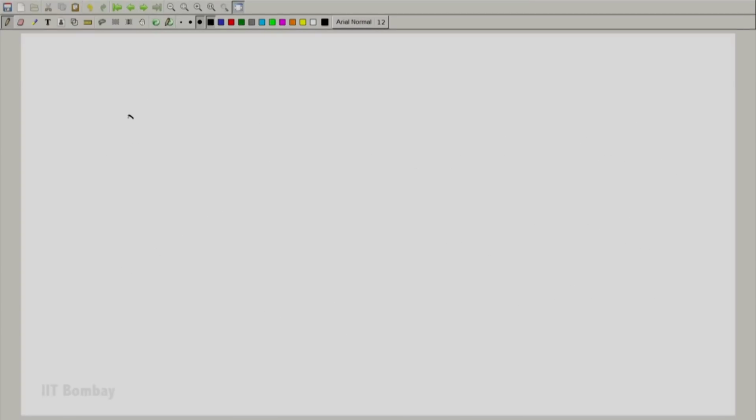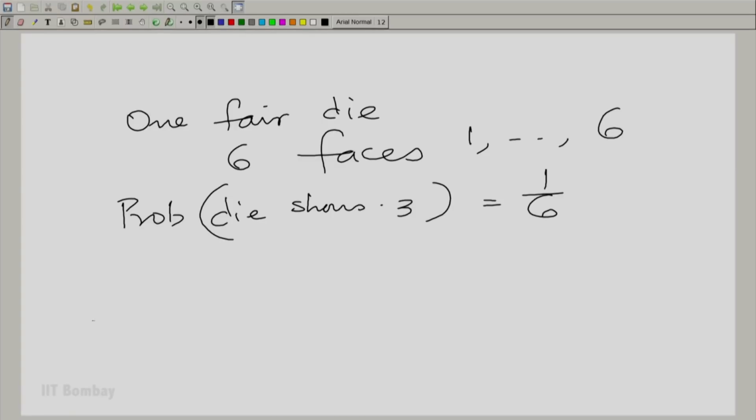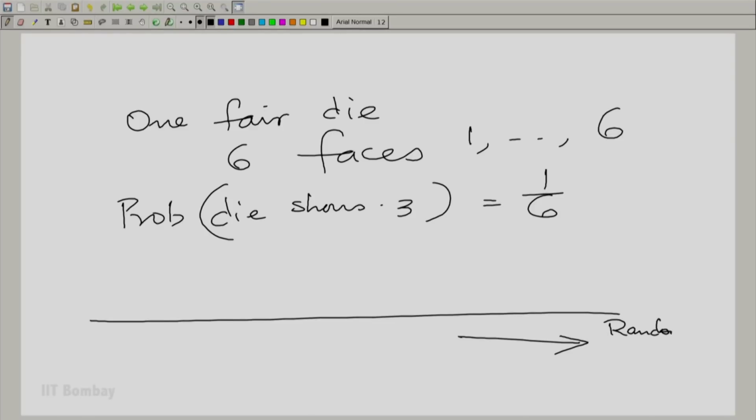Now, in contrast, suppose I am talking about a fair die. One fair die, which has 6 faces, 1 to 6, let us say. What is the probability that the die shows 3? It is 1 by 6, of course. How do we represent this on the random variable space? You have the random variable here equal to the value shown by the die, and that can take discrete values 1, 2, 3, 4, 5, 6.